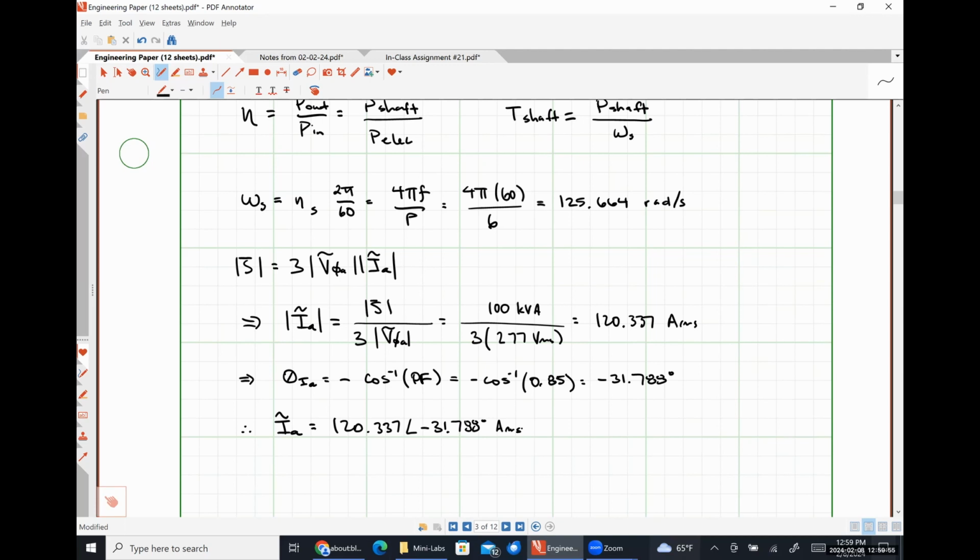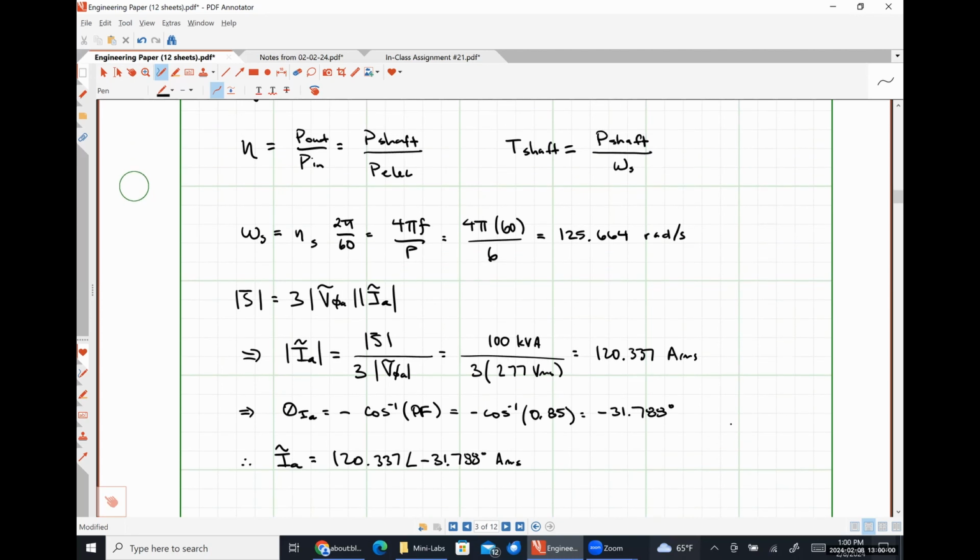Don't we need EA to find it? So let's think about this. We need EA to find our developed torque, which is the torque occurring because of the electromechanical energy conversion. But that's not the torque we're looking for here. We're looking for the torque at the output of the system, which is just the power at the output of the system divided by the speed at which our shaft is turning, omega s.